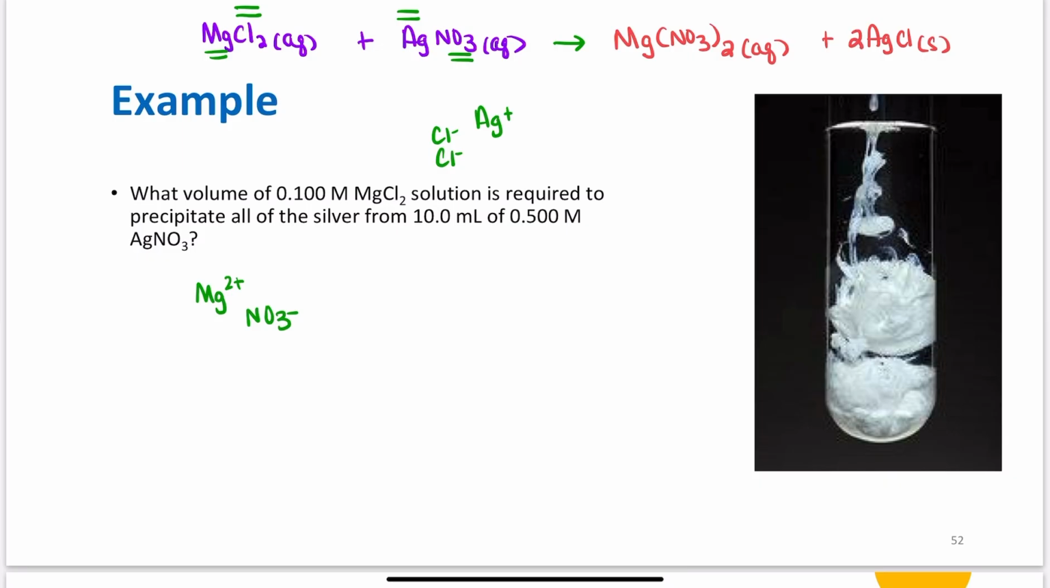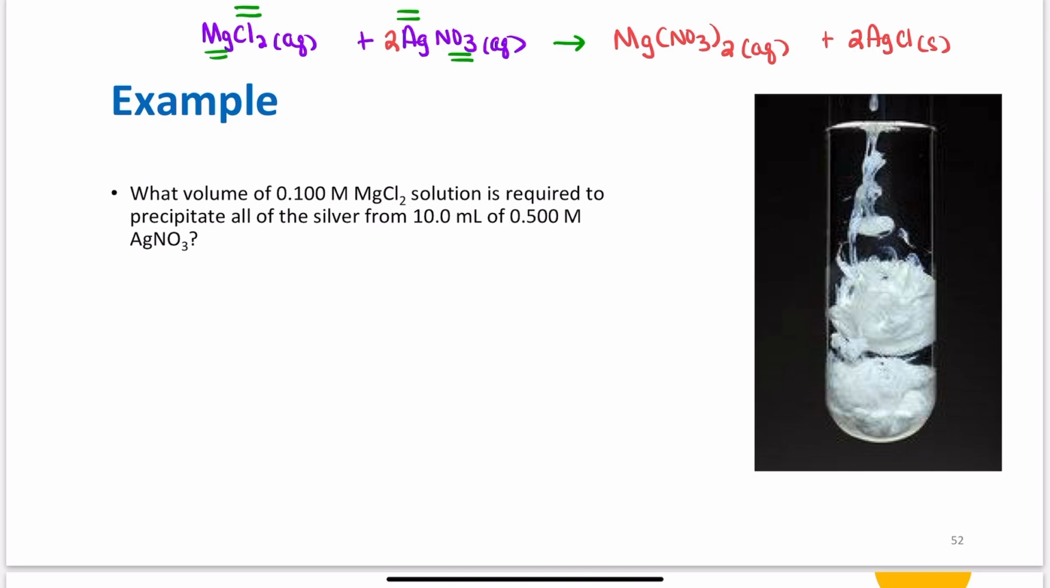I have 2 chlorides on the reactant side, so I need 2 on the product side. I have 2 nitrates and 2 silvers on the product side now, so I need 2 nitrates and 2 silvers on the reactant side. So now my reaction is balanced. Okay, now that we've got a balanced reaction, we can go ahead and solve the question.